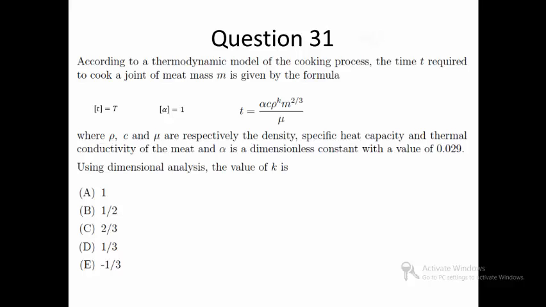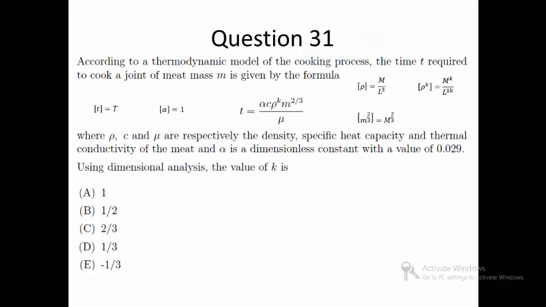Next, density is mass over volume, and volume has the dimension of length cubed. Hence, rho to the power k has the dimension of M to the power k over L to the power 3k. Coming to the mass, it is simply denoted by big M since it is also one of the basic dimensions.